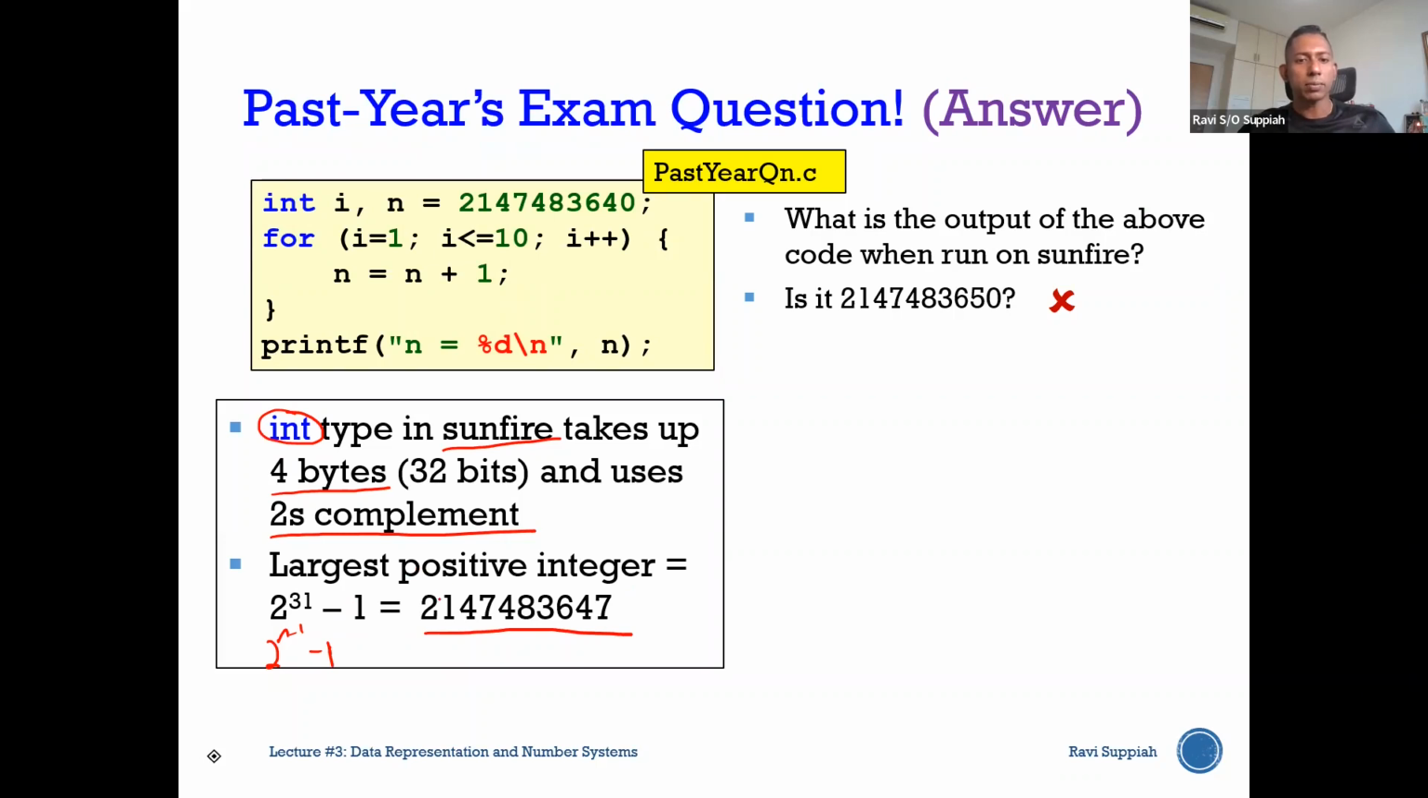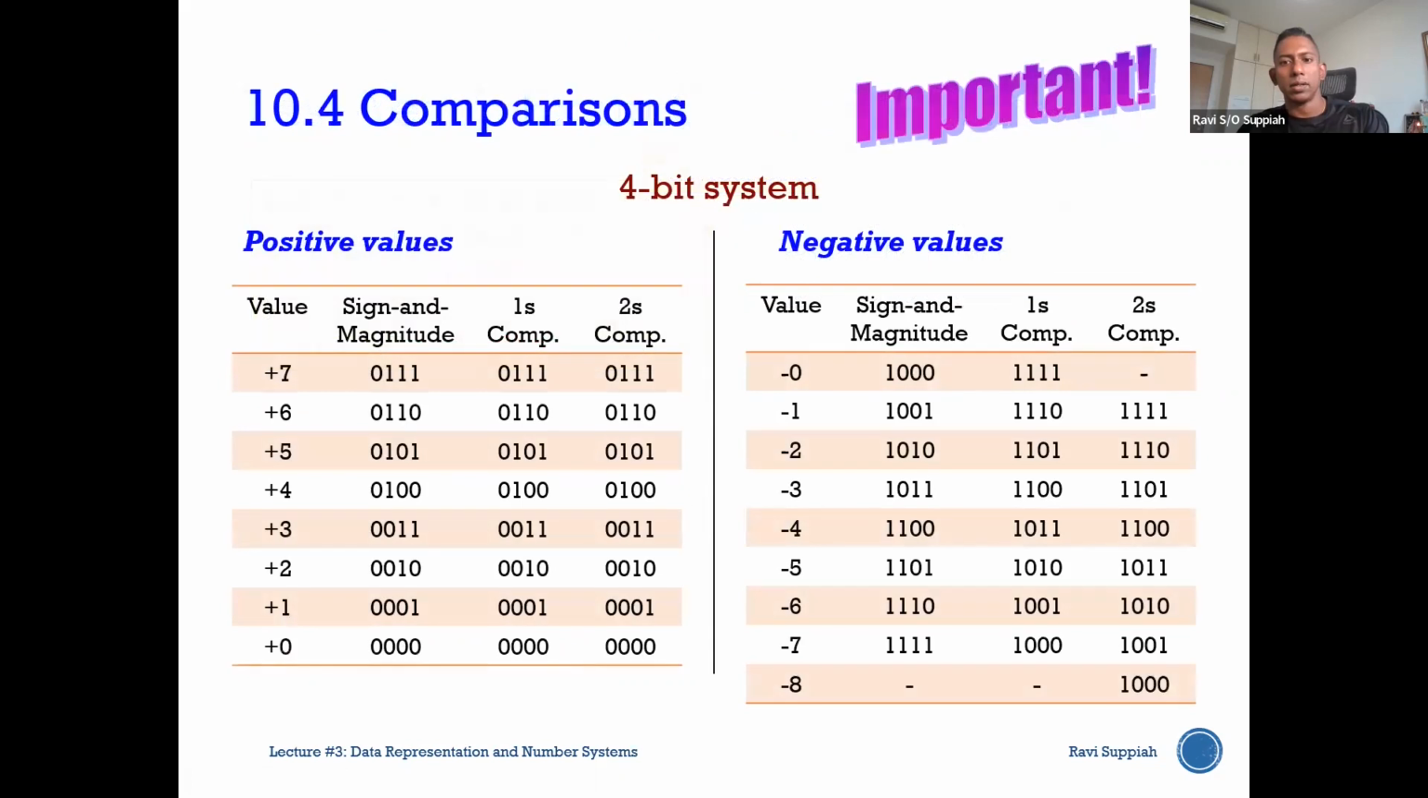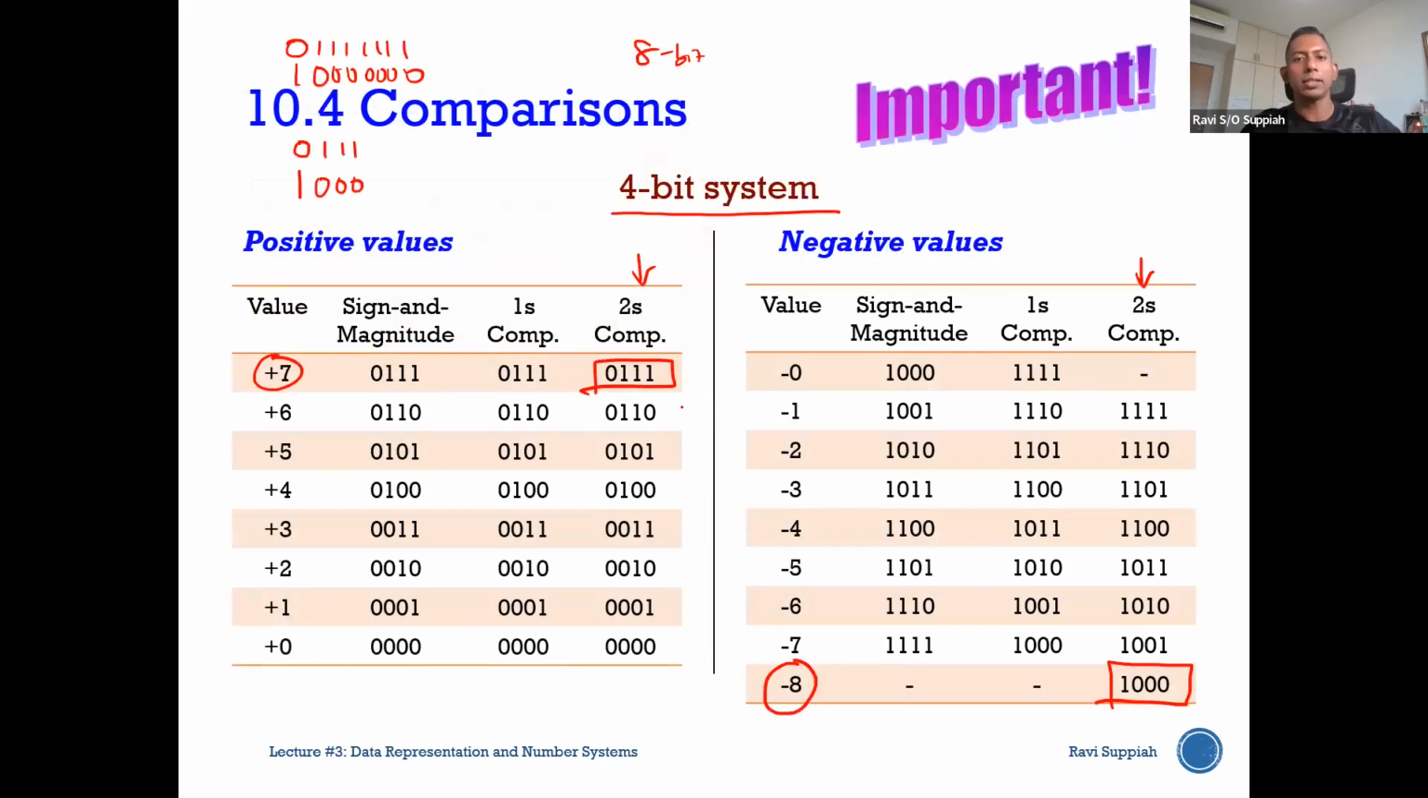So this largest positive integer is this. So what happens once I hit the largest positive integer? Let me go back to the table here. When I hit the largest positive integer, what happens?